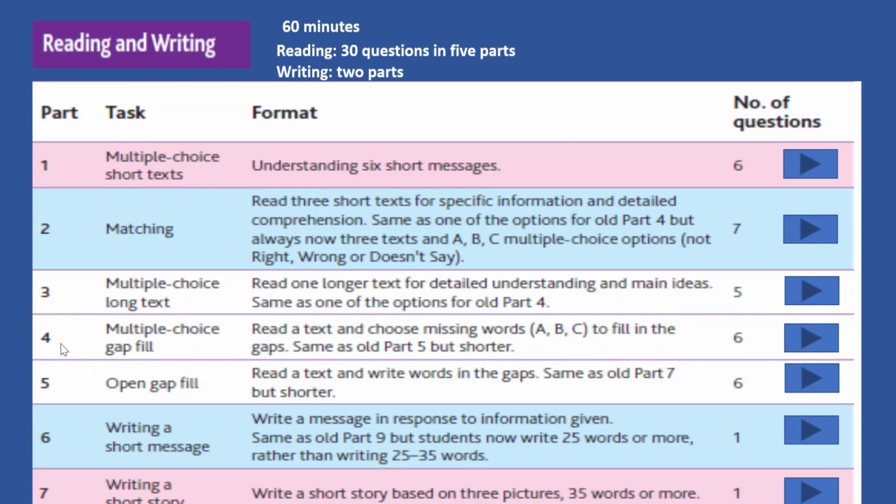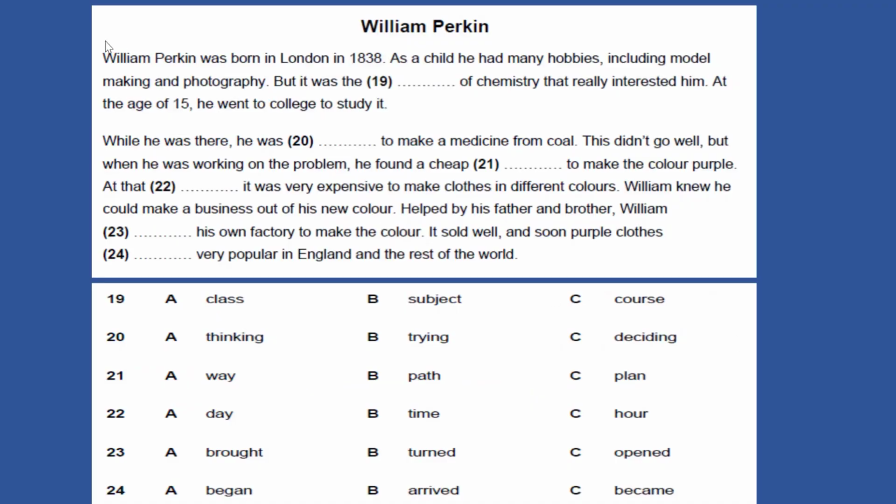As for part 4, we have multiple choice gap fill. Students are going to read the text and choose missing words A, B, or C to fill in the gaps, the same as old part 5 but shorter. Let's see an example. Here they have a text and choices for each blank.